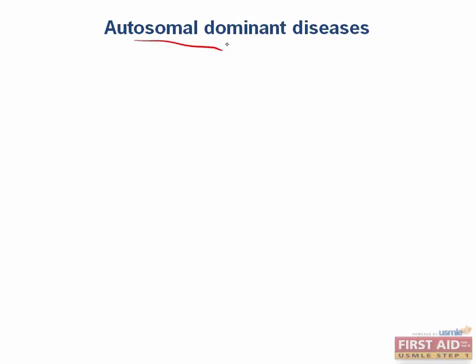In your book is a list of the most commonly tested autosomal dominant diseases. As a review, these are diseases that affect every generation, and an affected person always has an affected parent. I'll go through the key points for each one.